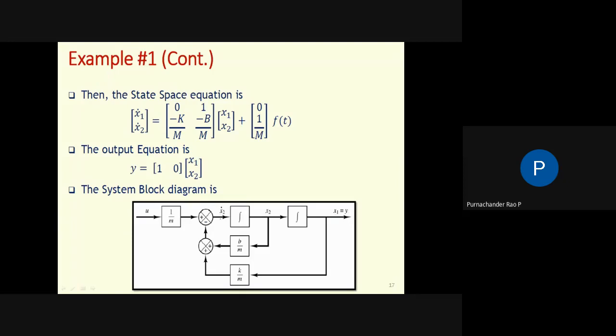So x2 dash is equal to minus k by m into x1. So you're taking a signal here, which is nothing but k by m. So this is a plus value. And then the next one is from x2, which is minus b by m x2. So these 2 will be added up here, and then this is a minus. So x2 dash is equal to minus of these 2 plus your input signal f of t into 1 by m, and your output equation y is equal to x1 as it is.